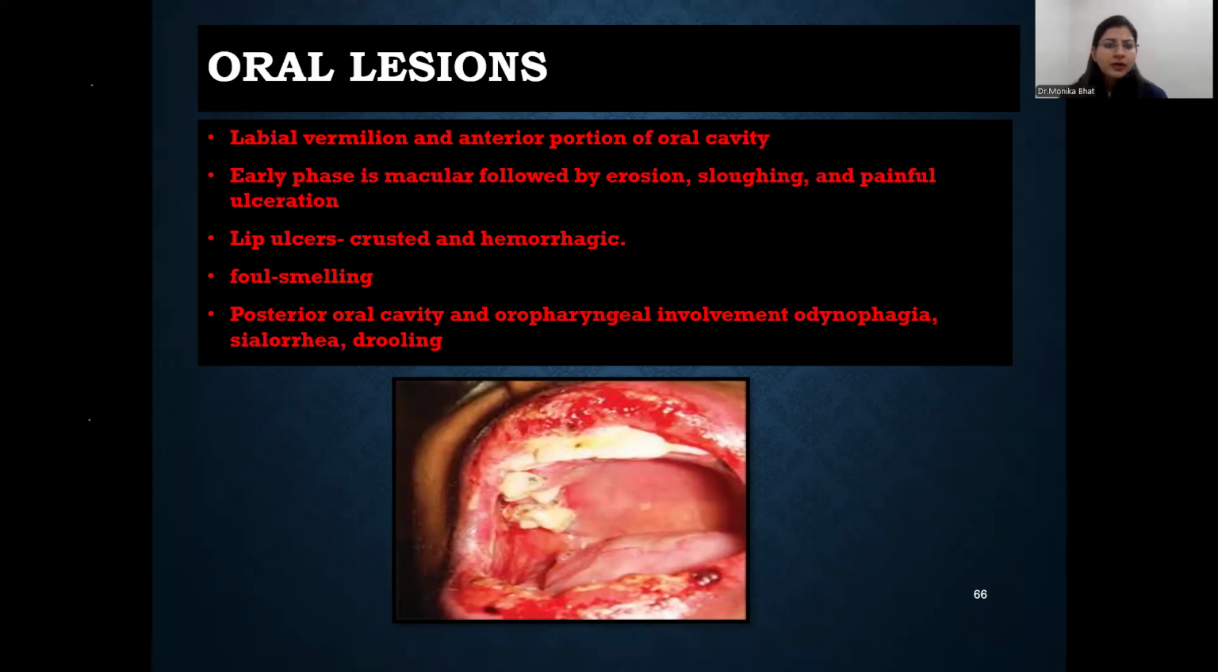Erosions can be there. Lip ulcers will be there, and the foul smelling ulcers will also be appreciated in the patients. Drooling of the saliva can be appreciated, as you can appreciate in the picture also, the incrustations, the denuded surfaces of the skin and the mucosa. Gingiva is affected, the buccal mucosa is eroded.